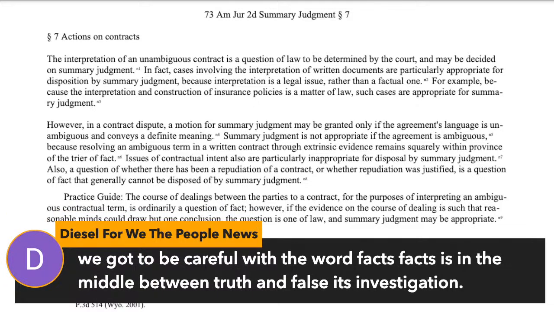And Diesel for We the People News says, we got to be careful with the word facts. Facts is in the middle between truth and false. It's investigation.